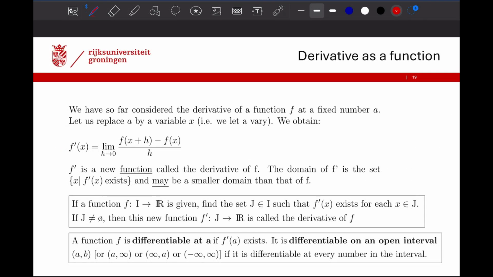We now want to talk about the derivative as the slope of the tangent line at a point. We have considered so far the derivative of a function always at a fixed number a. Now, what happens if we allow this a to actually vary? We go from a fixed number to a variable. We obtain a function. So basically, we now consider the derivative of a function itself.